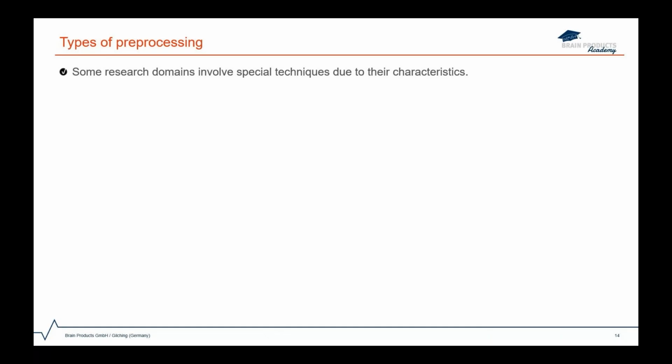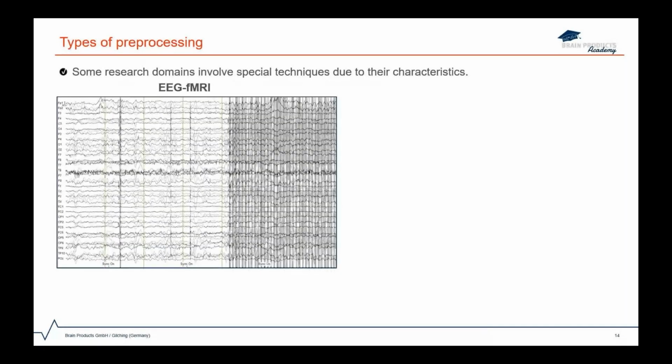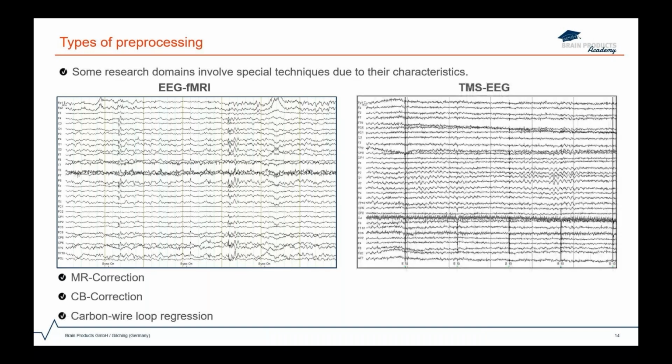There are some research domains that involve special techniques due to their special characteristics. For example, the EEG fMRI combined measurement, where Analyzer offers the MR correction, cardioballistic correction, and carbon wire loop regression. Or for example, TMS EEG, where Analyzer offers the interpolate time range solution.